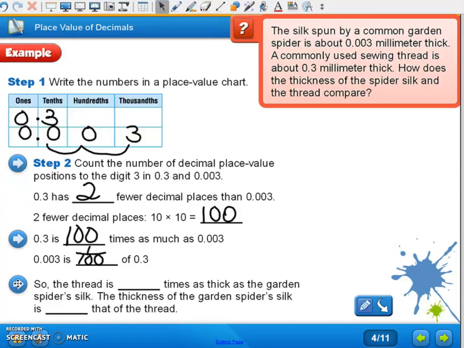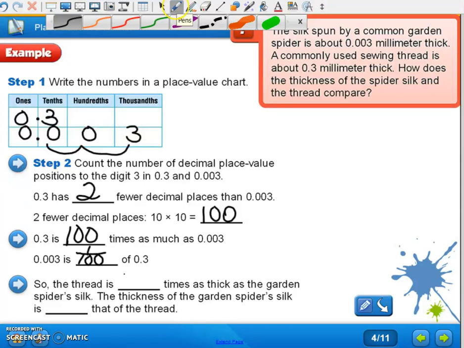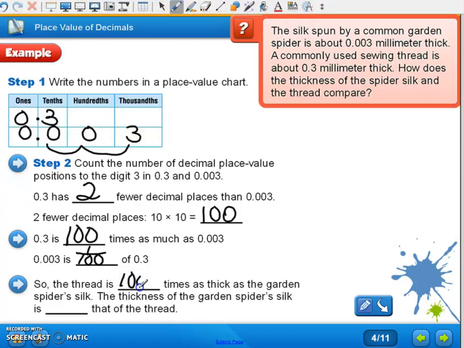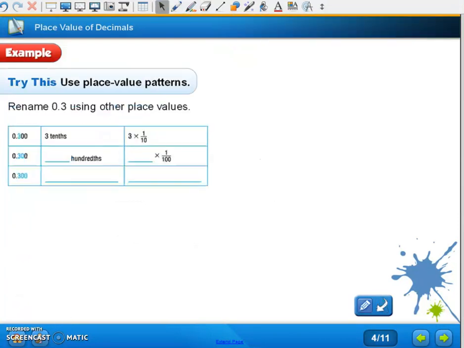So the thread is how many times as thick? 100 times as thick as the garden spider silk. The thickness of the garden spider silk is 1/100 that of the thread. All right, this is the try this at the bottom of page 110.